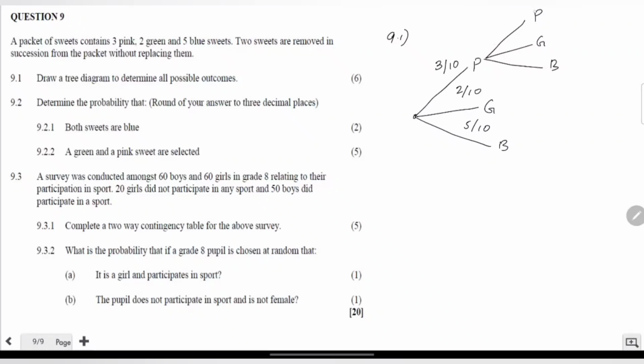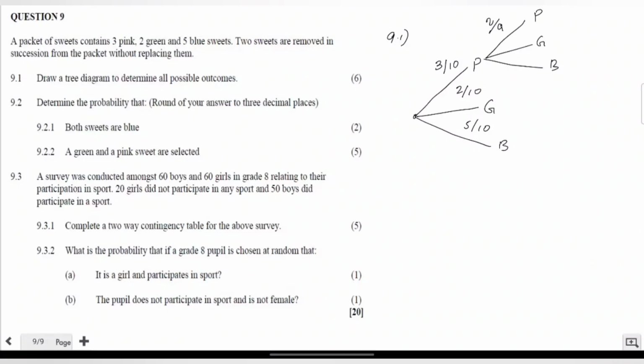Then if you get a second one pink, how many pink are remaining there? Favorable ones, only 2 of them, because you selected one already, it did not go back. Divide by, since the first one did not go back, what is the sample space? 9, guys. Is it clear? Don't write 10.